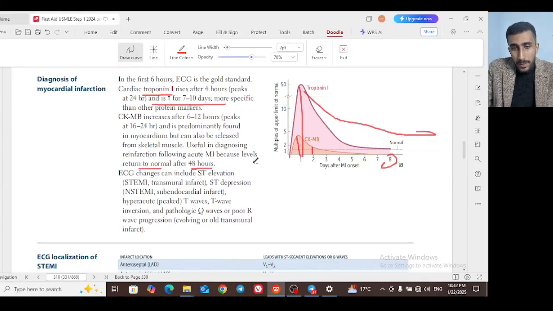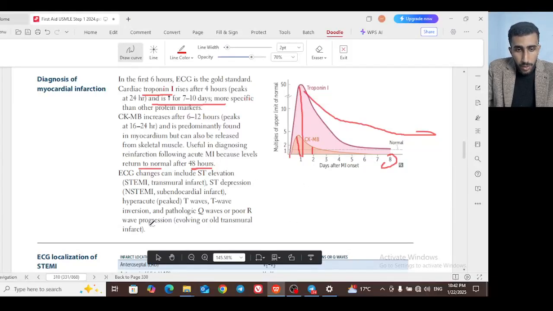So you may use this very well to diagnose reinfarction. If you have a patient admitted in the ICU, and after 2 days or after 3 days the patient complains of chest pain again, and you do a CKMB for the patient, withdrawing it from their blood, and you find it elevated again, this is a marker of reinfarction. But for the first 6 hours, you have to depend on the ECG.